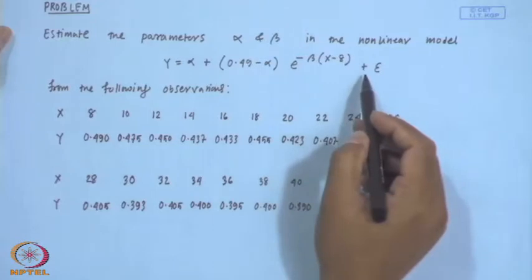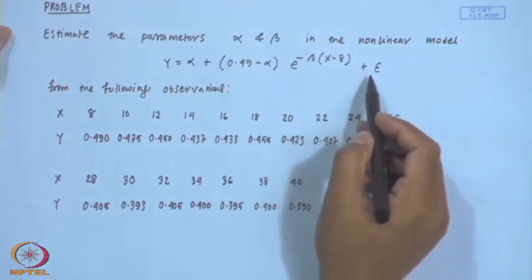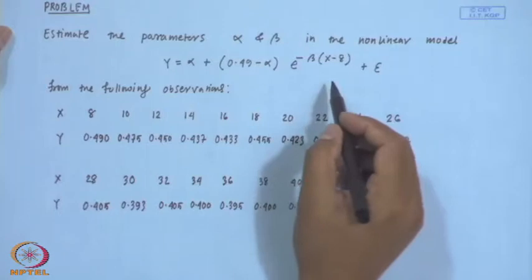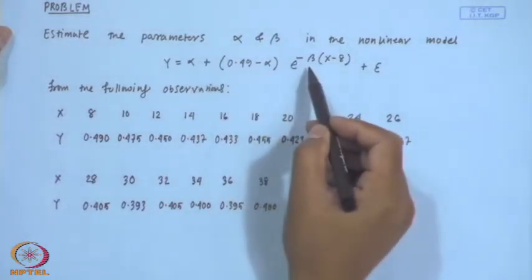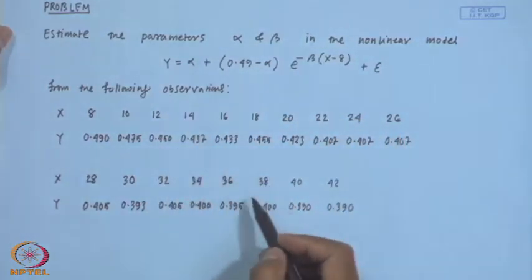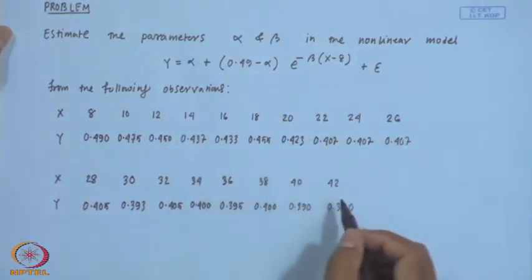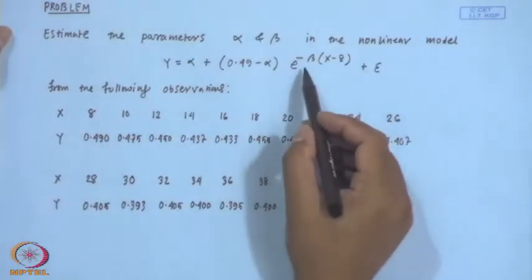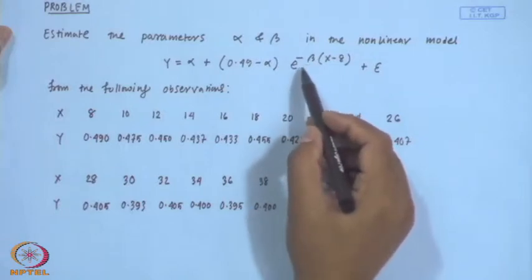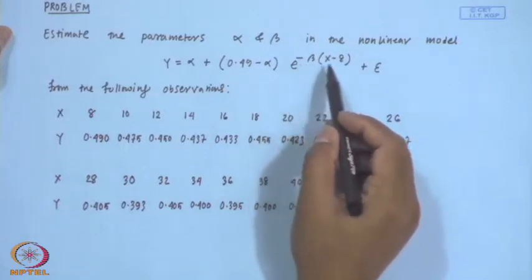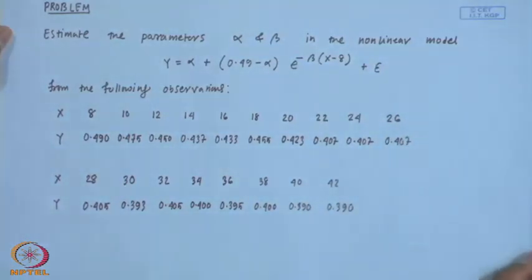So, this is the nonlinear model we need to fit. That means we have to estimate the parameters alpha and beta from the following observations. You are given around 20 observations here, and this is a nonlinear model because it is a nonlinear function of the parameters alpha and beta. Okay. So, now we will be solving this problem.